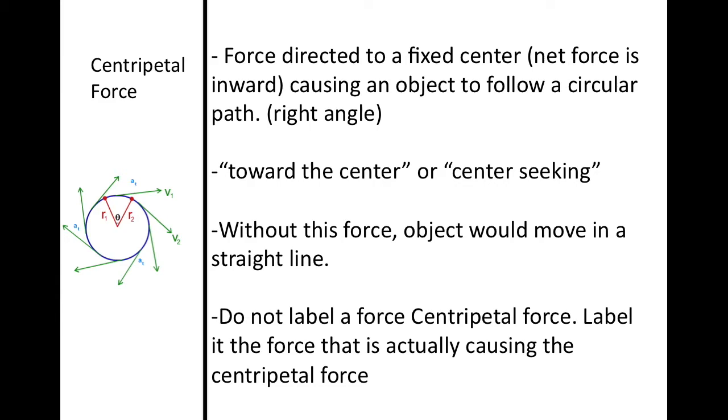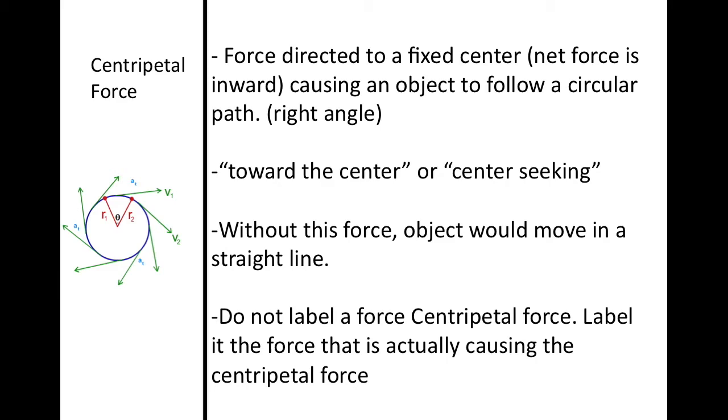It is center-seeking. And without the force being present, the object would actually just continue in the way that inertia wants it to move. So the object would be, for example, here at V1, it would want to go this direction. However, the centripetal force pulling it inward continuously changes its direction as it goes around the circle.